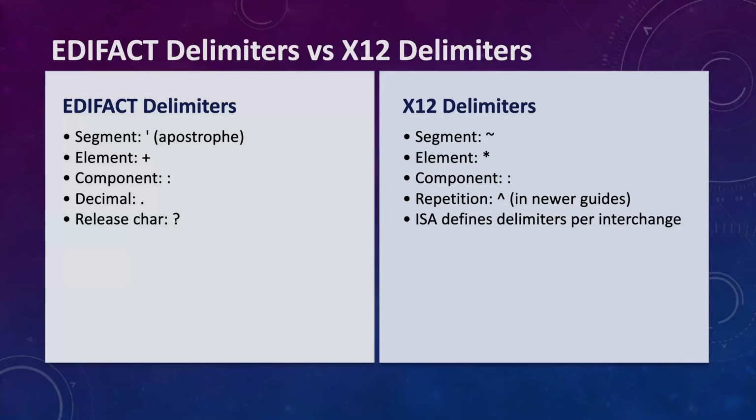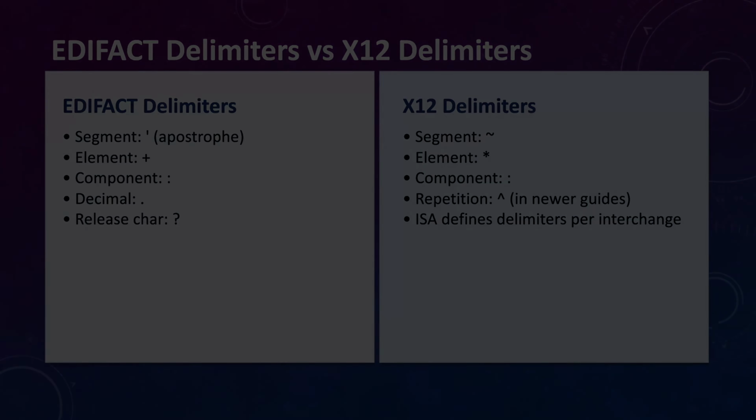Now, let's compare this with an X12 message. In X12, segments end with a tilde, and elements are separated by asterisks. Sub-elements or components are typically separated by colons. While the visual appearance is different, the concept is exactly the same: segments, elements, and optional components.